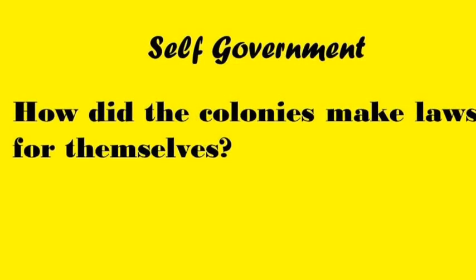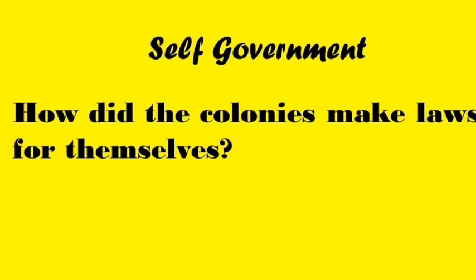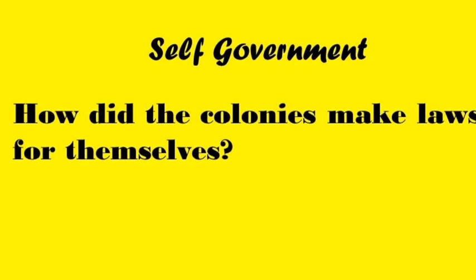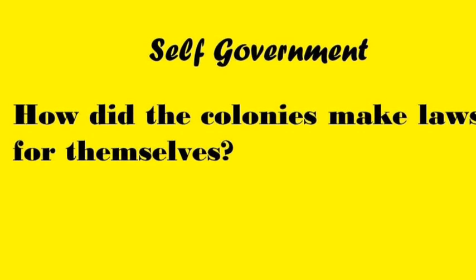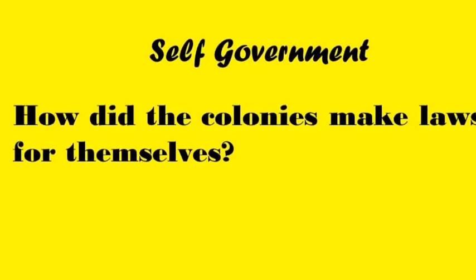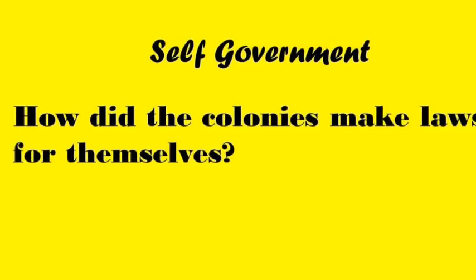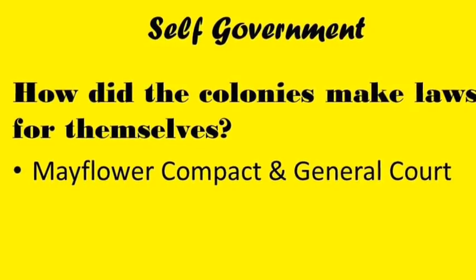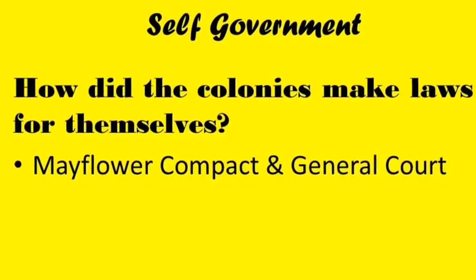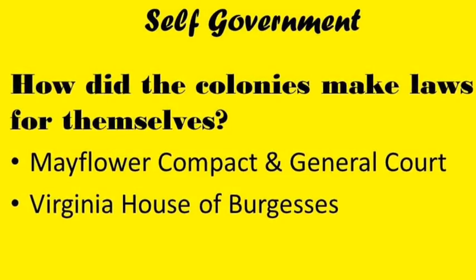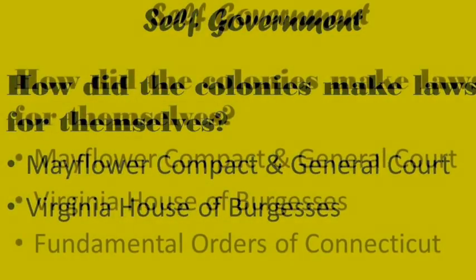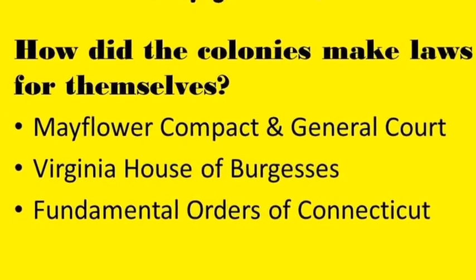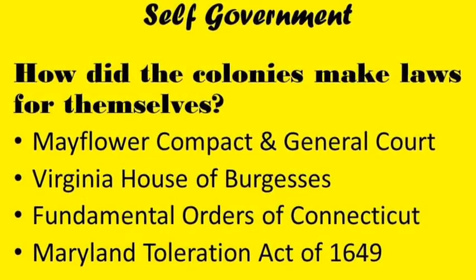After examining both the social and economic differences between the colonies, we're going to spend some time looking at the political differences as well, and some of the things they have in common, which is the idea of self-government. And we'll answer the question, how is it that the colonies made laws for themselves? We'll specifically look at the Mayflower Compact and the General Court of Massachusetts, the Virginia House of Burgesses, the Fundamental Orders of Connecticut, and the Maryland Toleration Act of 1649.